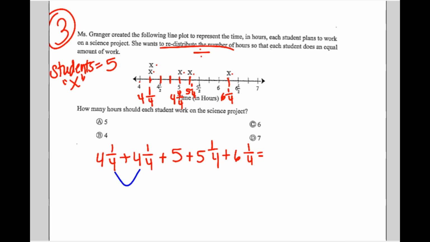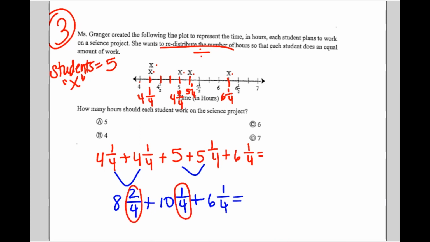So these two, if we add them together, 4 plus 4 is 8. 1 plus 1 is 2. So it's going to be 8 and 2/4 plus 5 plus 5 is 10. And then 1/4. We bring down the 1/4. And lastly, we have the 6 and 1/4. Okay, so let's get our fractions together because I see I can make a 1 whole. So 2/4 plus 1/4 plus 1/4 equals what? That equals 4/4, which equals what? 1 whole.